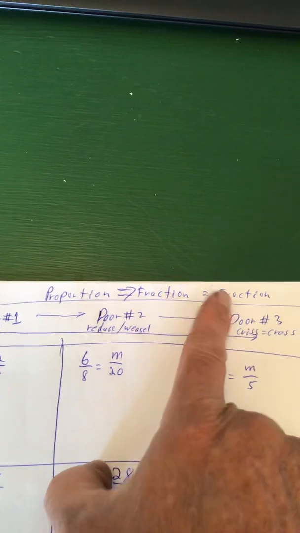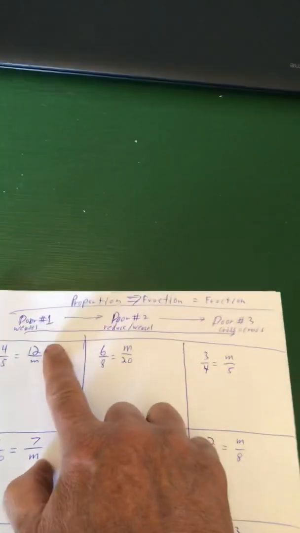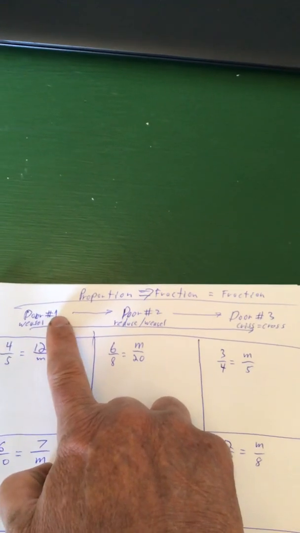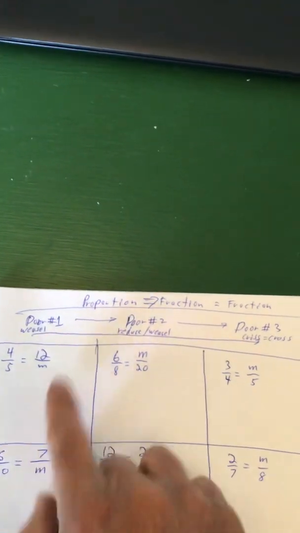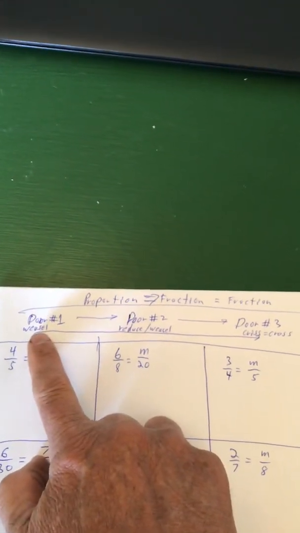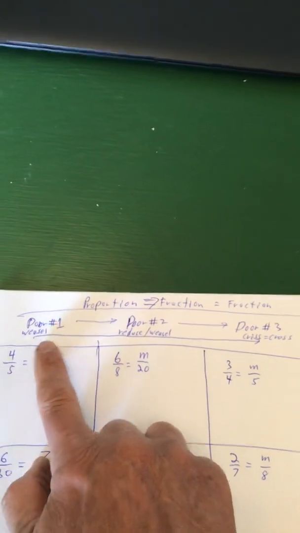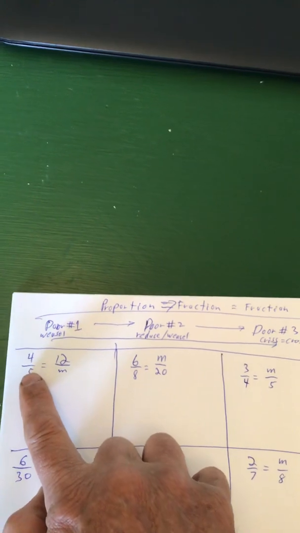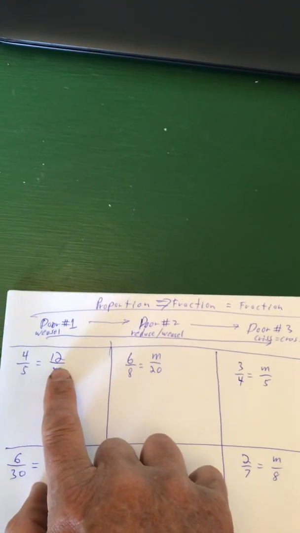So it's when a fraction equals a fraction. I encourage everybody to do door number 1, and I'll show you what that means in a second. I call it weasel. Try and do door number 1 first, which is the easy kind. Like here, look: 4/5 equals 12 over m.